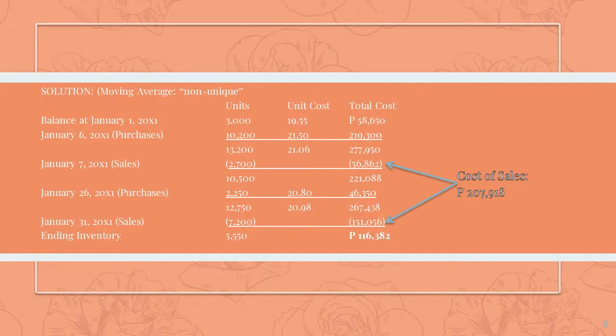So this is the solution for the questions. We are using the moving average because of the term non-unique items. We can see that we have added the purchases on January 6 and then deducted the units sold as of January 7, and then added the cost for purchases on January 26 and deducted once again our last sales on January 31. So we got an ending inventory of 116,382 pesos and a cost of sale of 207,918 pesos.